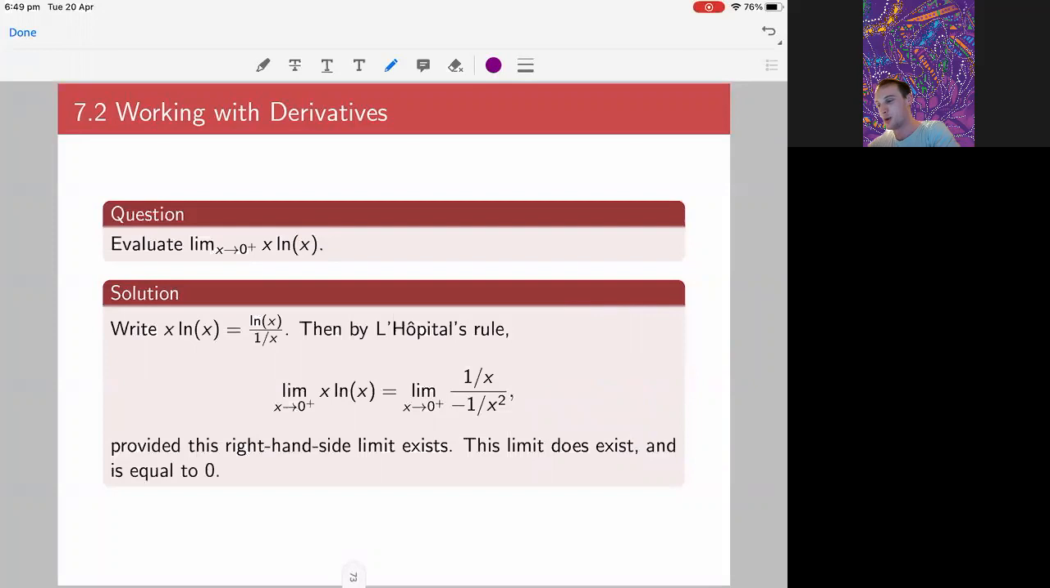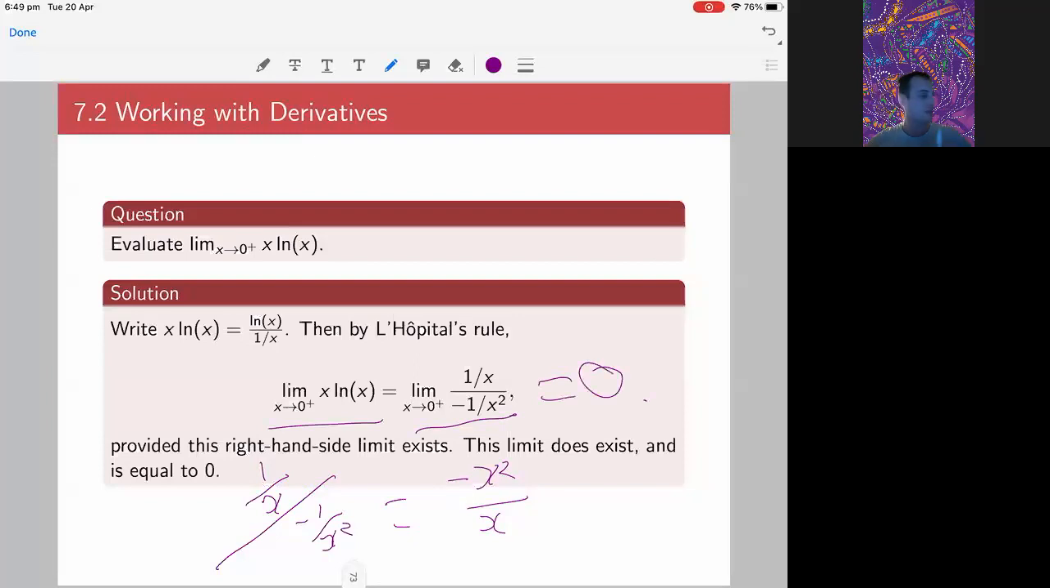But of course, 1 divided by x divided by minus 1 on x squared is equal to minus x squared divided by x. And if you take the limit as x approaches 0, what you end up with is exactly 0. And so since this limit exists, the original exists, and it's equal to 0. So that is another good example of the use of L'Hopital's rule.